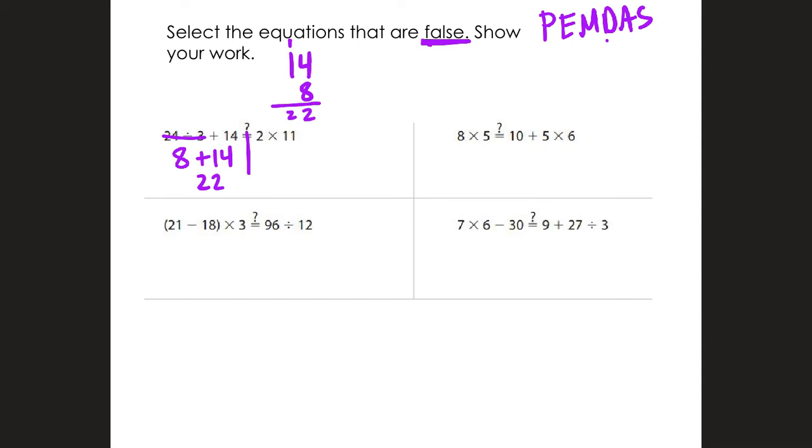2 times 11. And in fact, these are true. They are equal to each other or equivalent to one another. So I am not going to select this one. Okay, let's say I was going to put a check mark in the box. This is not one that is false. It is true. Okay, 8 times 5 is 40.